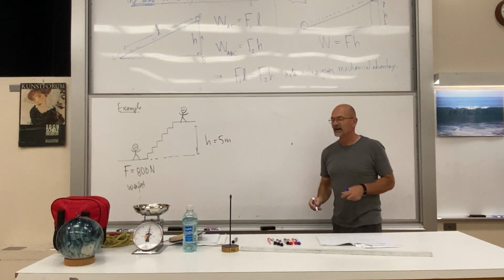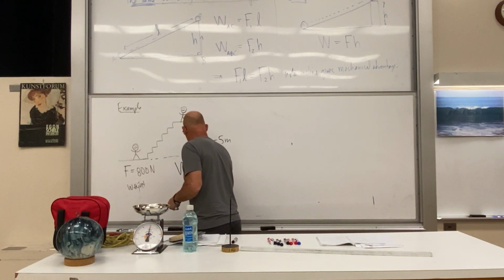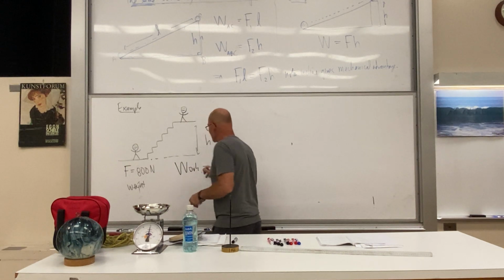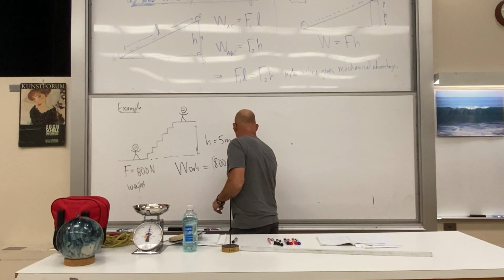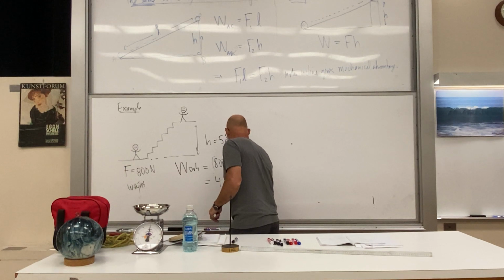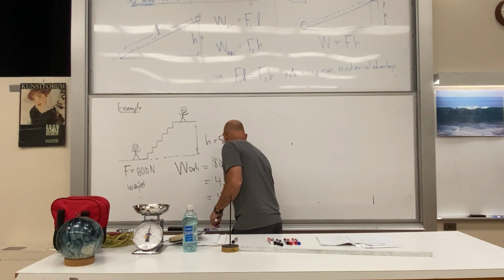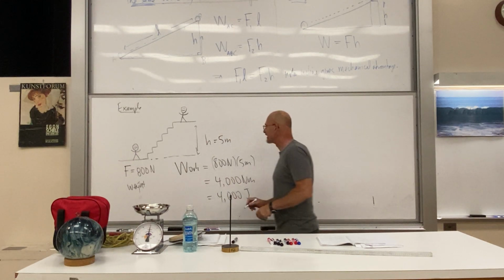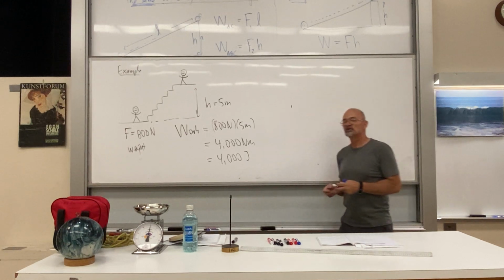How much work have I done? Work is equal to 5 times 800, so 800 newtons, 5 meters, 4,000 newton meters, which is 4,000 joules. So the stair climb, you lift yourself, that's how much work was done.